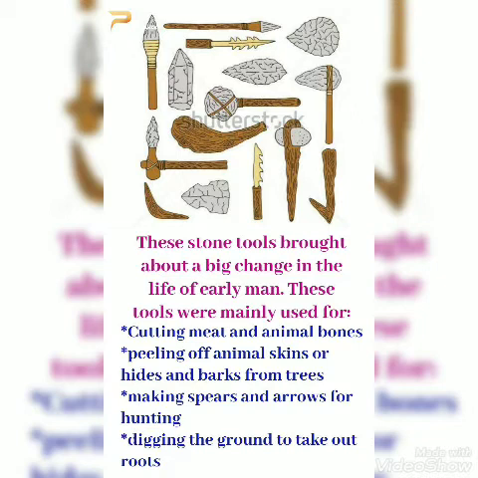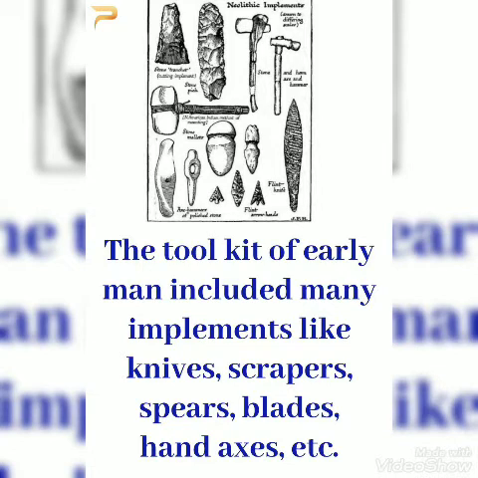These tools were mainly used for cutting meat and animals' bones, peeling off animal skins or hides and barks from trees, making spears and arrows for hunting, and digging the ground to take out roots. The toolkit of early man included many implements like knives, scrapers, spears, blades, and axes, etc.